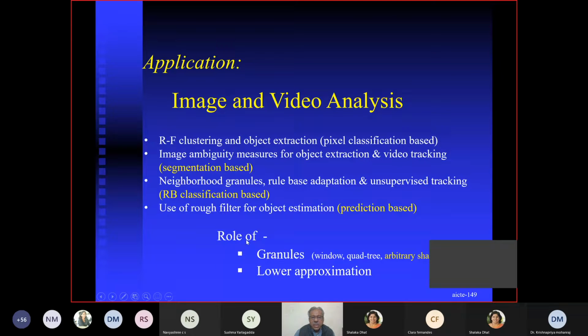So these are explained one by one. First, there I will explain the role of granules, that is window size, how to find the coordinate decomposition, how to find the arbitrary shape, that is the region growing, then the role of lower approximation. Why? Because it indicates the definitive belonging. So for an unsupervised method, it is a very useful technique. Without knowing, you try to find the lower approximation based on your intuition first.